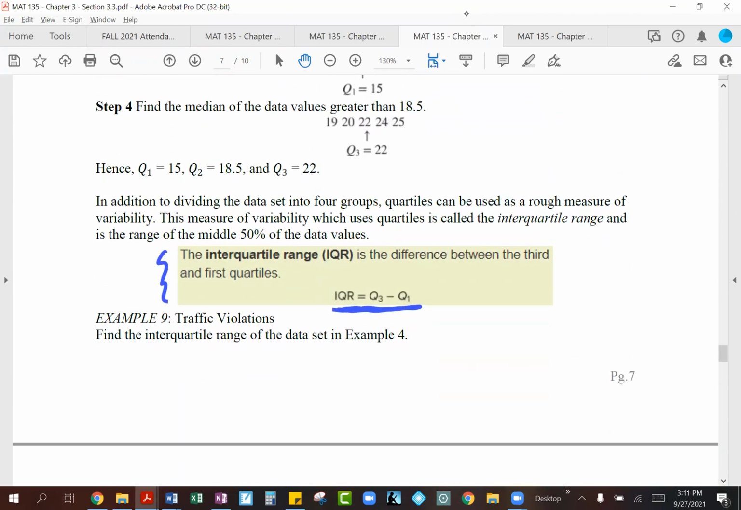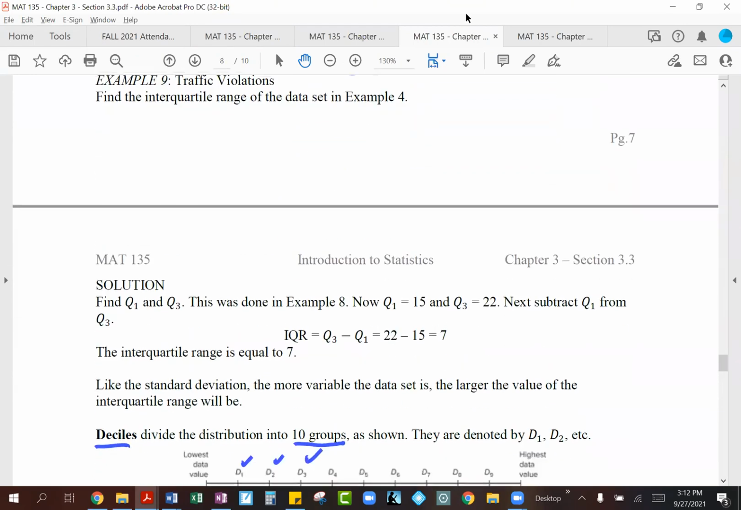And that's what they're talking about here. The measure of variability, which uses quartiles, is called the interquartile range. And in the range is the middle 50% of your data values. And this calculation we're actually going to need when we talk about box plots.